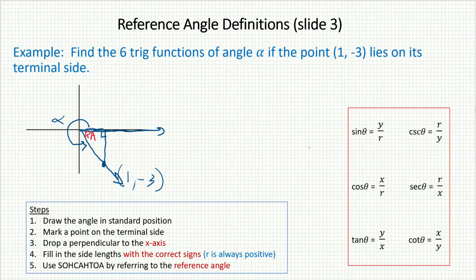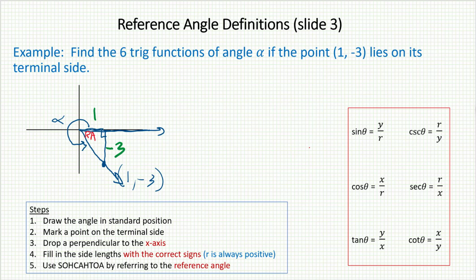Let's fill in some side lengths. This is the point 1, negative 3. So obviously, this side has length 1. And you could say this side has length 3, but since I'm in the 4th quadrant, we know that 3 is actually a negative 3. It's the coordinates that matter. So right 1, that's a positive number. Down 3, that's a negative number.